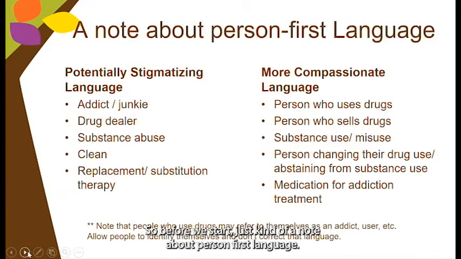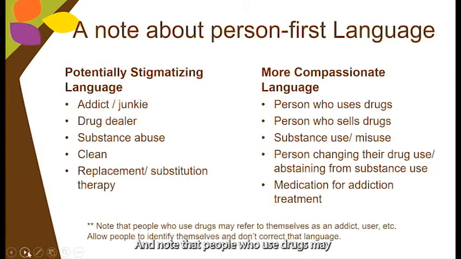Before we start, just a note about person first language. A lot of people hear in the media or just everyday conversation some potentially stigmatizing language, such as calling people addicts or junkies, users, drug dealer, substance abuse, clean, replacement or substitution therapy. The language that we're going to try to use today, and we encourage you to use, especially if you're not in the community of people who use drugs, is some of this more compassionate language, like person who uses drugs, person who sells drugs, substance use or misuse, and person changing their drug use or abstaining from substance use, or medication for addiction treatment, or MAT.